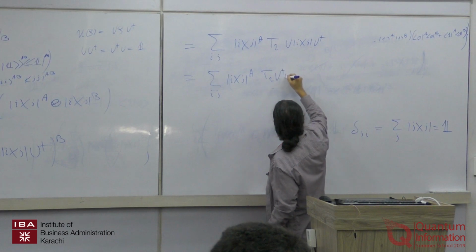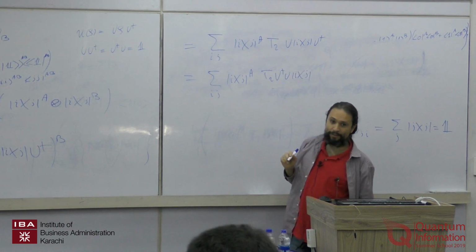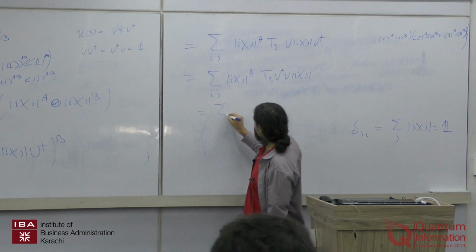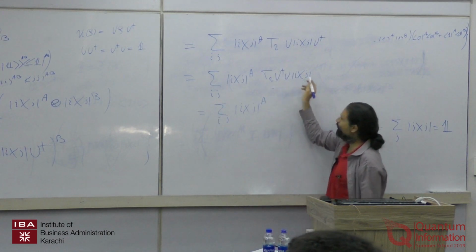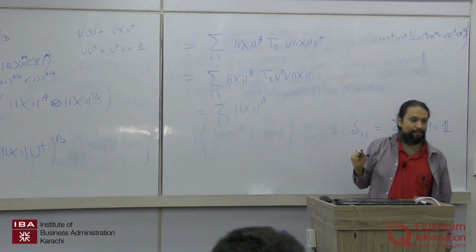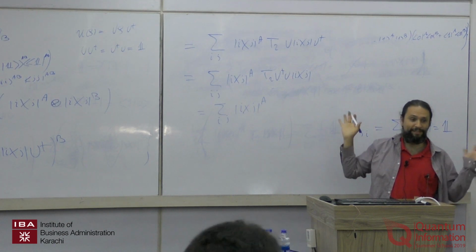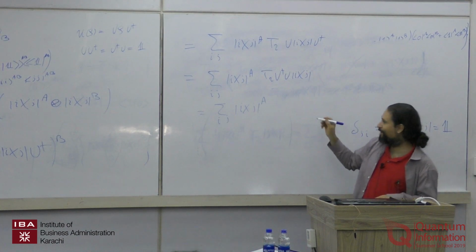Trace, U dagger, U, I, J. U dagger U, as you wrote, is identity, right? So this is the sum over IJ, A, and here what we get, which gives us identity zero. Kronecker delta.